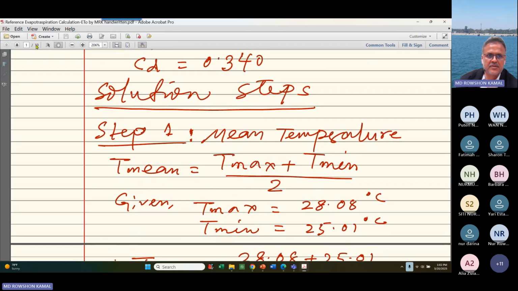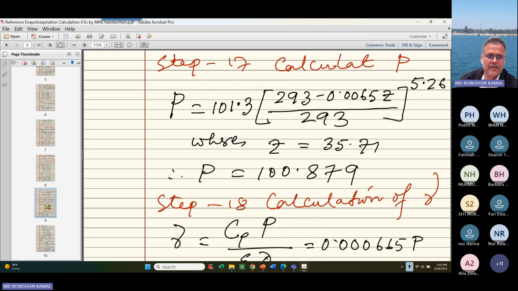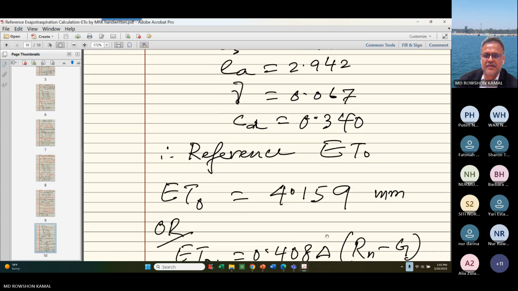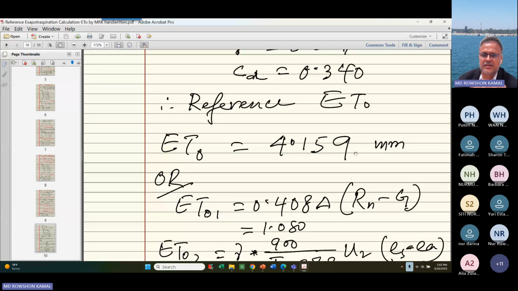How many pages? Can you see? 10 pages. This is the long calculation. After this, you can find the ETo. You can see here 4.159. This one I will share with you, just look at it. I cannot show this in the class. It's very long and difficult. But for all of you, it is very easy. You just have to follow step by step.